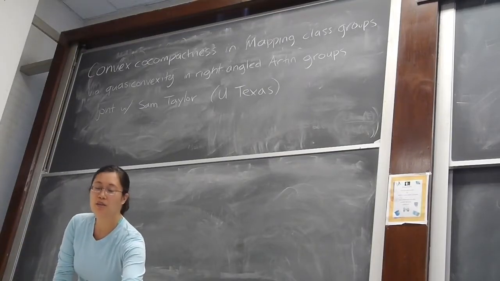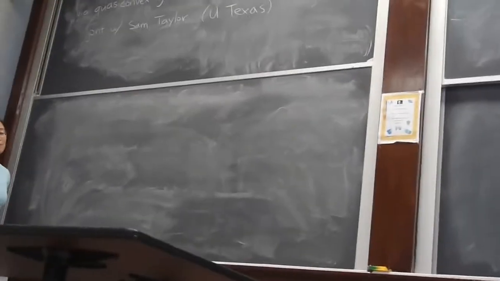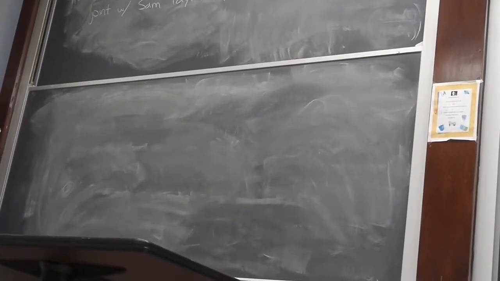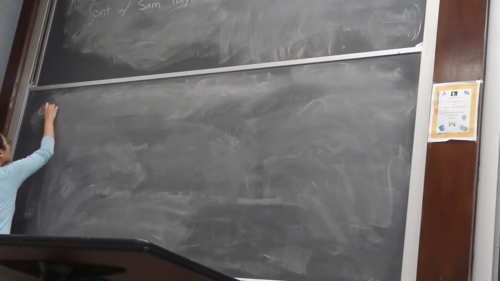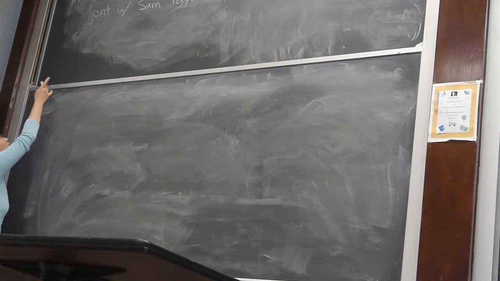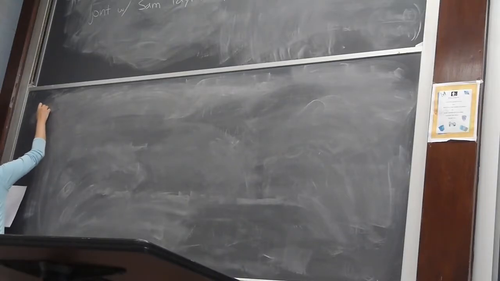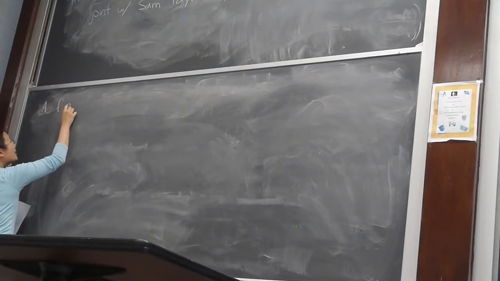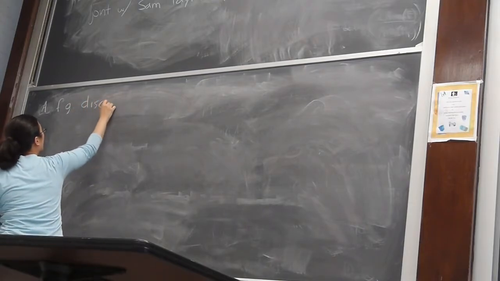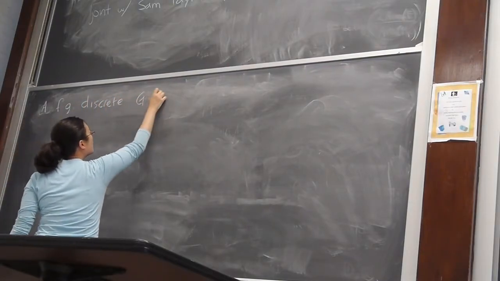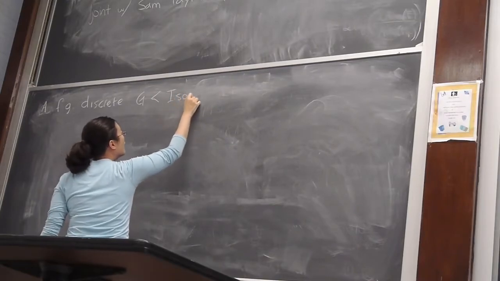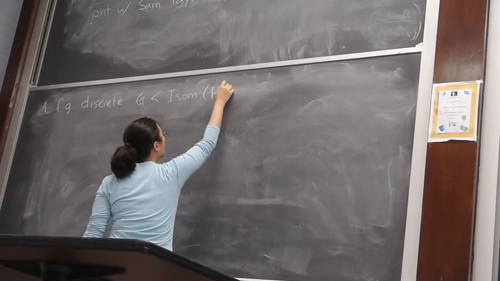Okay, so what do I mean by convex cocompactness in mapping class groups? I'm going to start by telling you what people often mean when they talk about convex cocompactness in its original context, which is Kleinian groups, or groups of isometries of hyperbolic space. So specifically, a finitely generated discrete subgroup of the isometries of hyperbolic space.